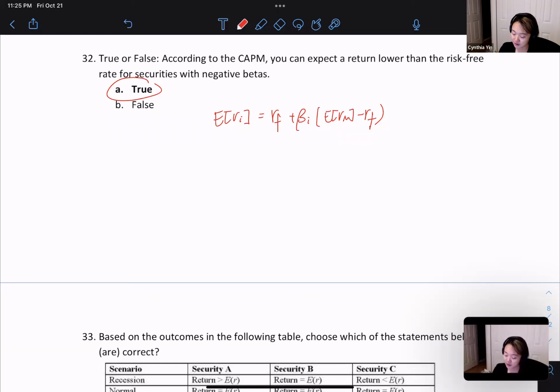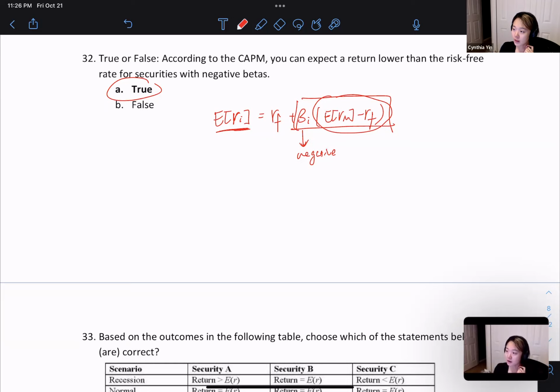If the beta is negative, this whole thing is negative, because usually the risk premium is positive. It's not usually, it has to be, otherwise people don't want to hold it, right? Because this part is positive. If this is negative, the expected return on the individual security will be lower than the risk-free rate. And so the answer is true for 32, but let me go slightly more, repeating what I said in class in case you forgot.